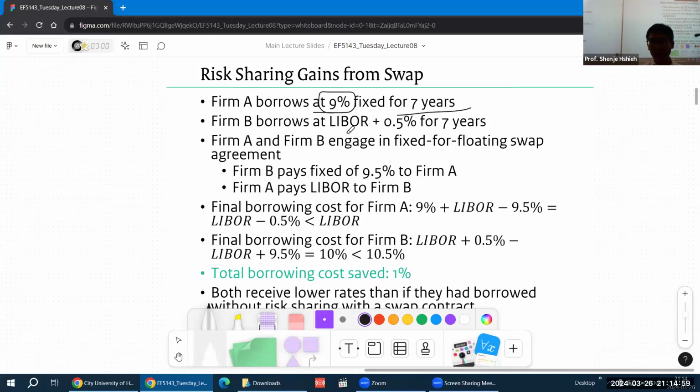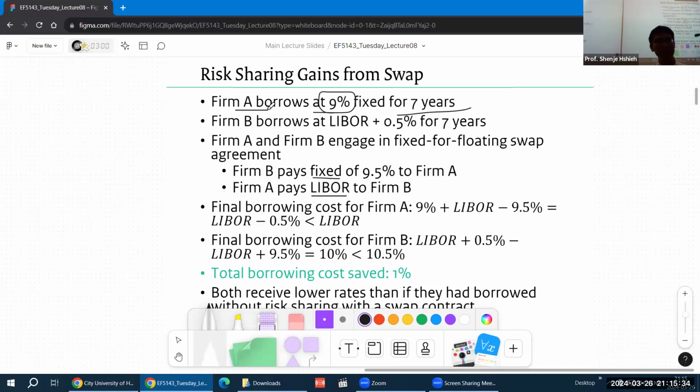And we're going to let firm B borrow at the variable rate plus this margin of 0.5% because it's riskier, for 7 years. And then we're going to allow firm A and firm B to engage in a fixed for floating swap agreement. So what that means is that we're going to let firm B pay fixed and firm A pay floating. Okay. So remember, firm A is borrowing at what it's good at. It's borrowing at the fixed 9%. B is originally borrowing from the financial markets at some variable rate plus 0.5%.